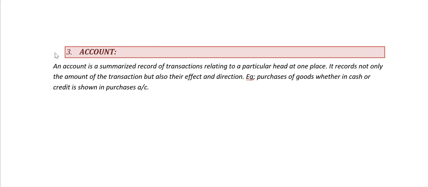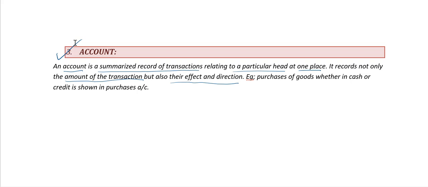Next term, account. An account is a summarized record of transactions relating to a particular head at one place. So, a cash account will have summaries of transaction relating to cash. Salaries account will have a summary of transactions relating to the head of salaries. In an account, not only is the amount of the transaction recorded, but also their effect and direction.